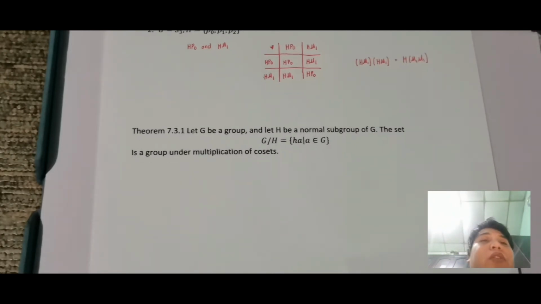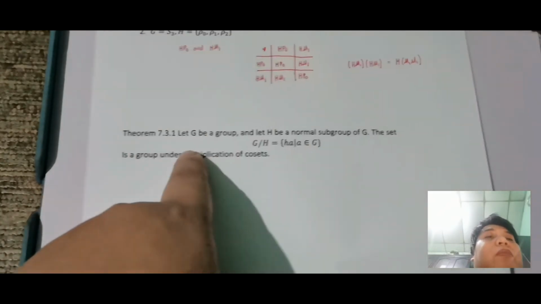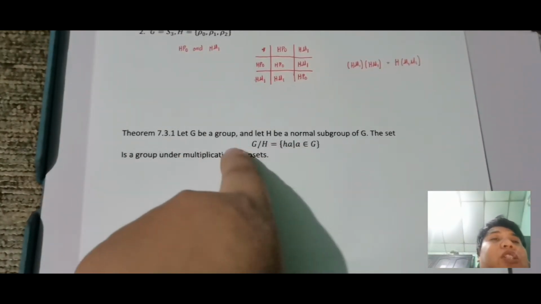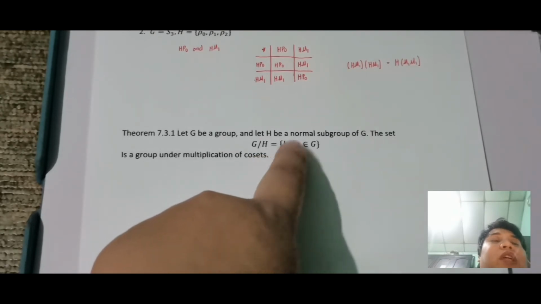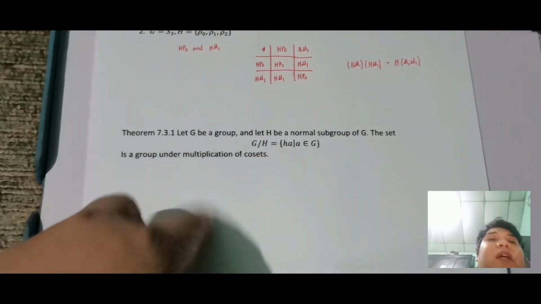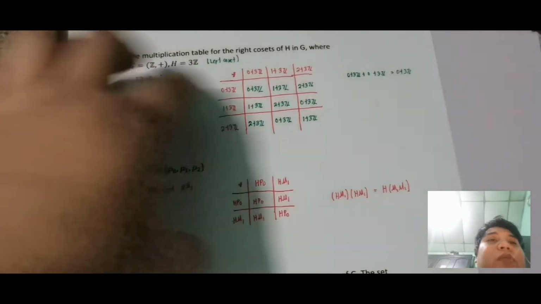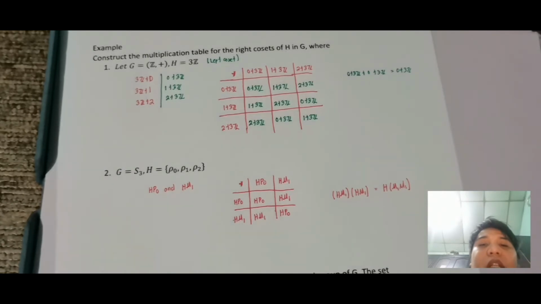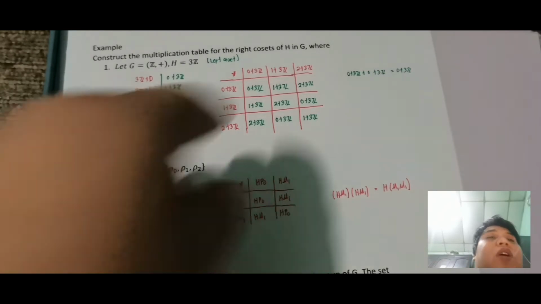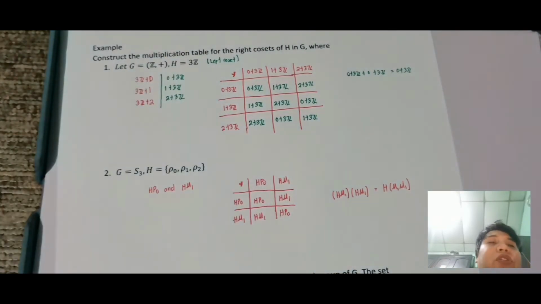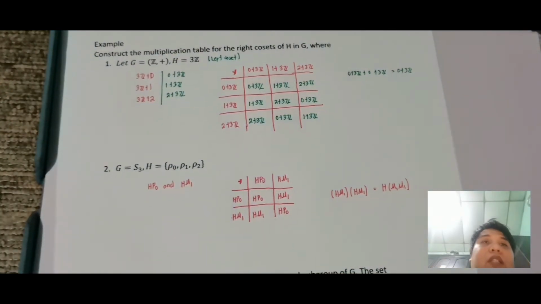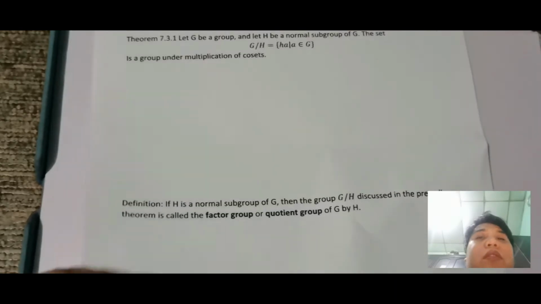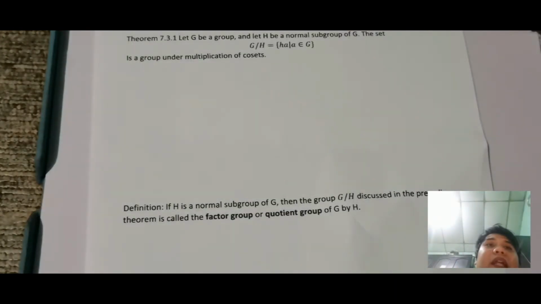Again, this is just Theorem 7.3.1. Let G be a group and let H be a normal subgroup of G. Then the set G over H, equal to HA such that A is an element of G, is a group under multiplication of cosets. You notice it is a group under multiplication of cosets. Why? The identity is there. The identity element is H. It has inverses, it is associative, and it has multiplication of cosets. Note that the asterisk is the multiplication of cosets. Remember that. Sorry, I added a space; it did not need to be proved.